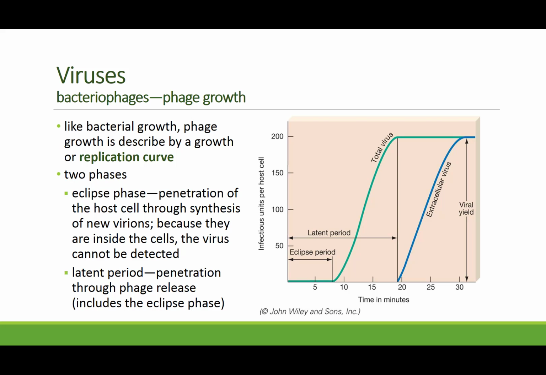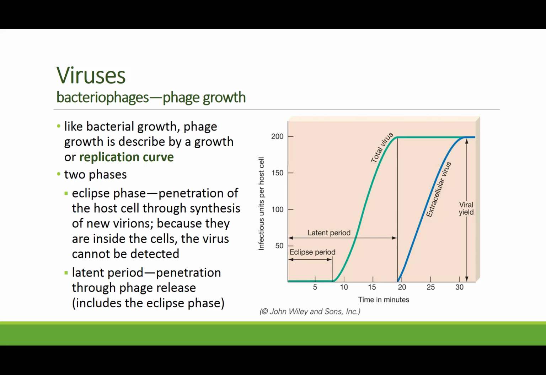Okay, so just like we saw with bacteria, there's a phage growth curve as well, and it's described as the replication curve. It describes how many virus particles are found in a volume of body fluid. And there are two phases. I can't get those two words separate this morning. There are two phases to the lytic cycle.